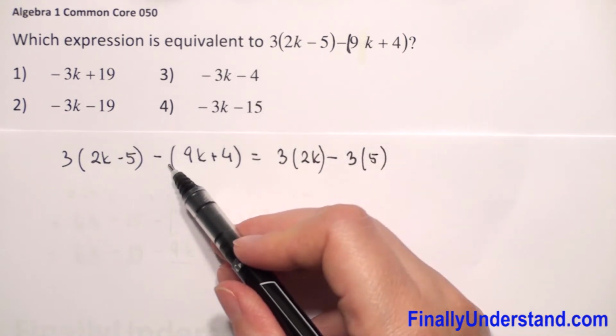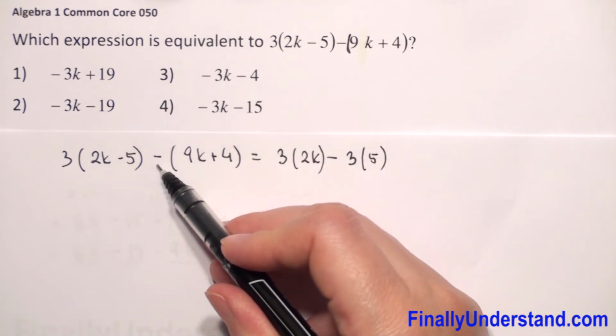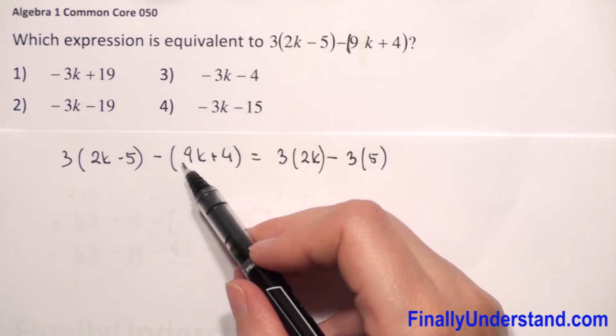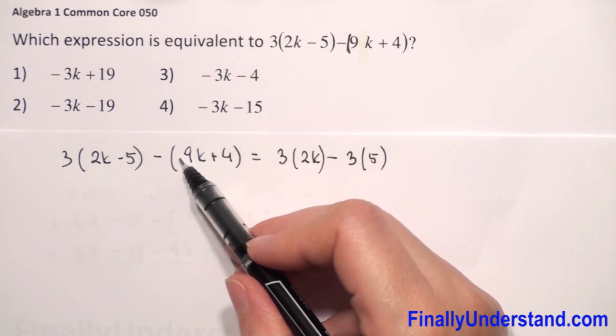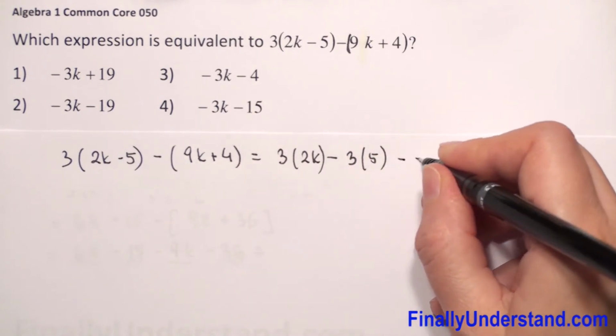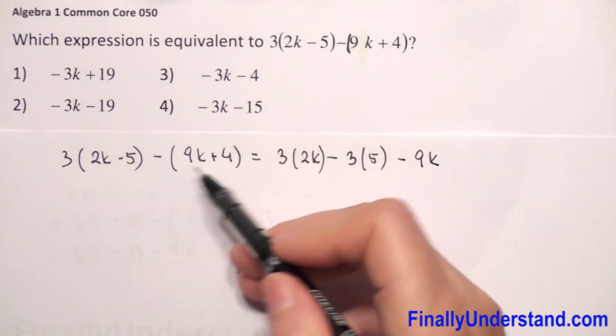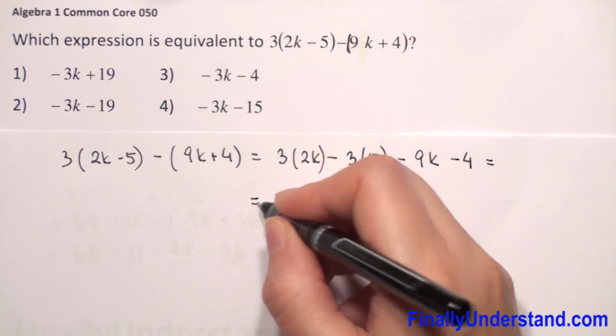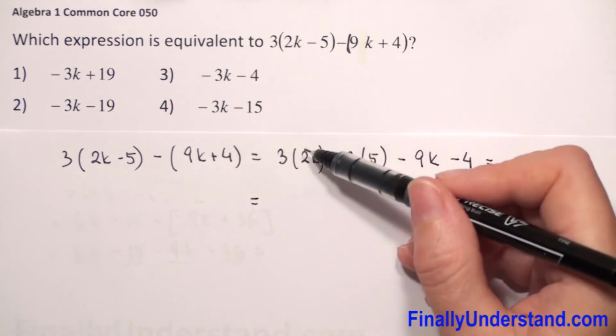And now before the parentheses we have a negative sign. It means we have to change the signs of the expression in parentheses to the opposite. When we don't have a sign, it's always positive. So positive and negative will be negative 9k. Negative and positive will be negative 4. So this is equal. Now we have to do multiplication first.